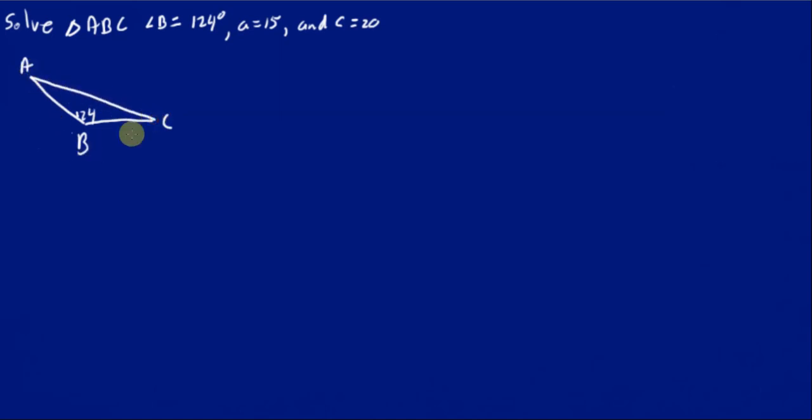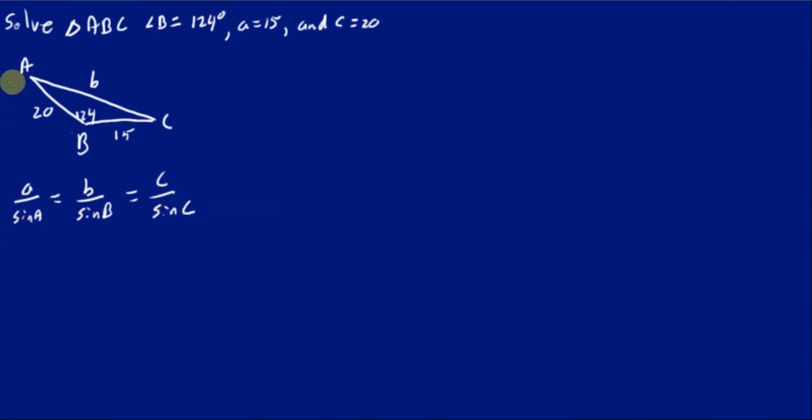So opposite angle A is side A, or 15. Opposite angle C is side C, or 20. And of course, opposite angle B is side B. Okay, so what we have up to this point is the law of sines, which says that A is to the sine of A, as B is to the sine of B, as C is to the sine of C.